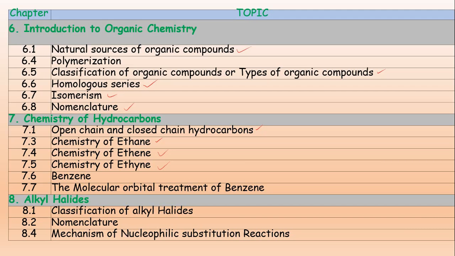Then the huge topic, which is the benzene, study of benzene we have to cover. Then molecular orbital treatment of benzene. In this we will discuss only two topics, so what is benzene, introduction related to this, that is 7.6, and then only we have to cover 7.7 subtopic, that is molecular orbital treatment of the benzene.